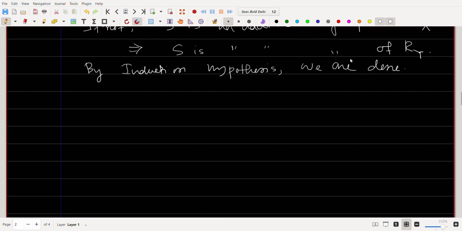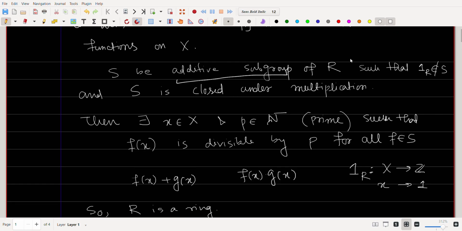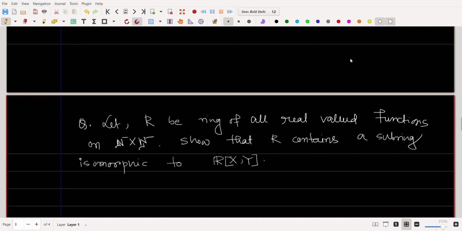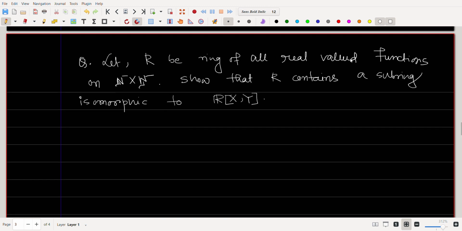Right. So this is a very nice problem, and go to the next one. The problem is saying that let R be a ring of all real valued functions on N cross N. Show that R contains a subring isomorphic to R[x,y], the polynomial ring in two variables with real coefficients. So how do we approach this problem?